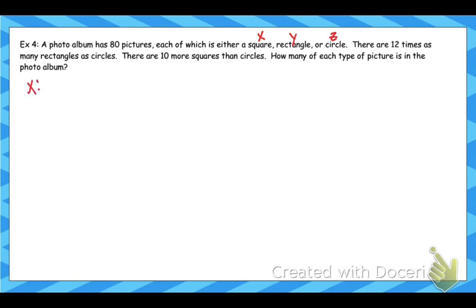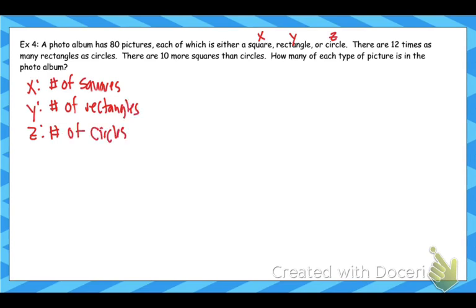So again, the first thing I'm going to do is define my variables. Really important step. x for me is going to stand for the number of squares. y is going to be the number of circles, and z is going to be the number of rectangles. Let me go in order. So now let's go ahead and write our equations. We know there's 80 total pictures. That means that x plus y plus z has to equal 80.